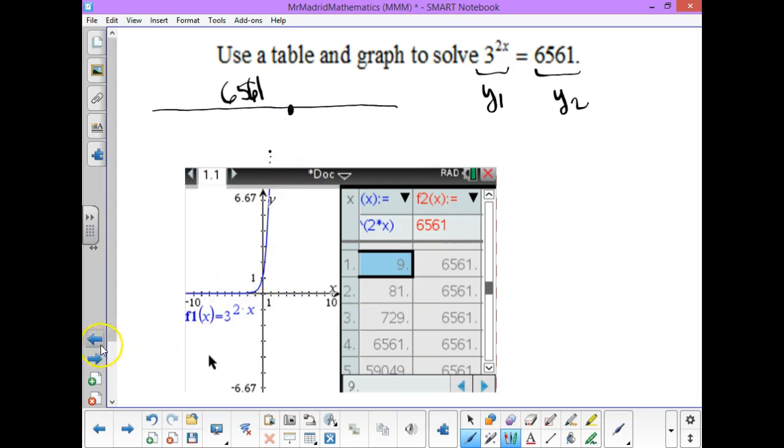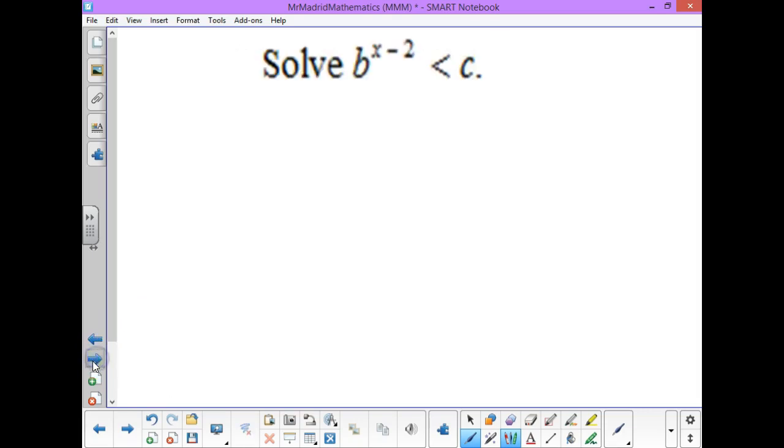Alright, the main thing is being able to use the table to find the solution. I could take time and scroll up on the graph on the calculator. It's not necessary here, but you can do so for your peace of mind, to see where they intersect. Alright, let's move on to the last problem here.